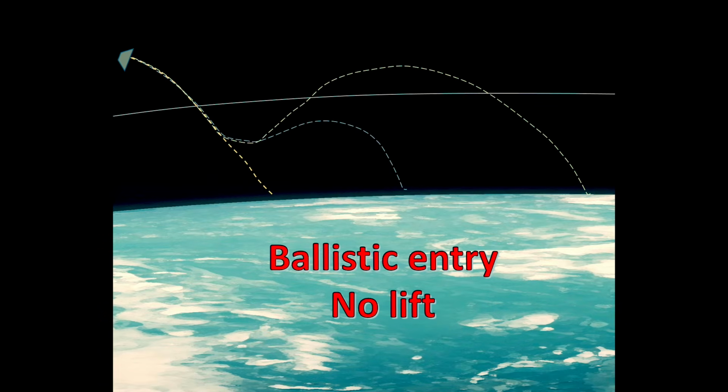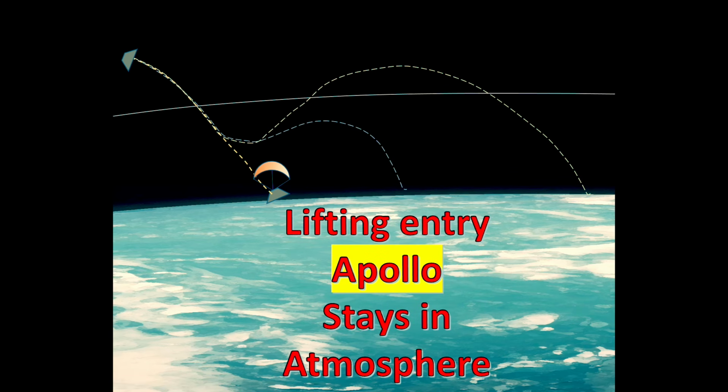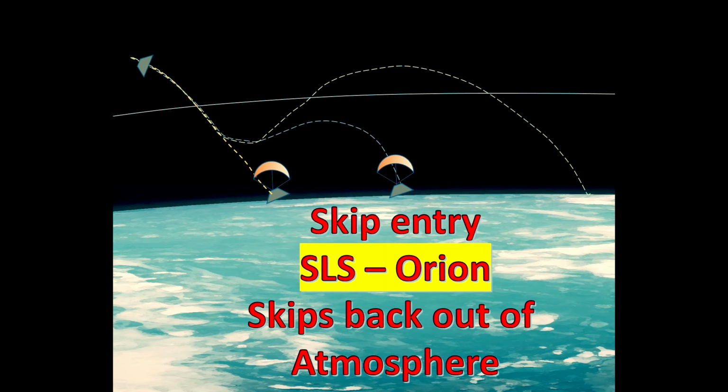Now let's look at the three trajectories. Now the ballistic entry has no lift, and it comes relatively straight in. In fact, it still takes over 1,000 kilometers inside the atmosphere. The lifting entry, this is what the Apollo did. It does have an element of lift, but it remains within the upper atmosphere, but it extends both its time and its length of reentry.